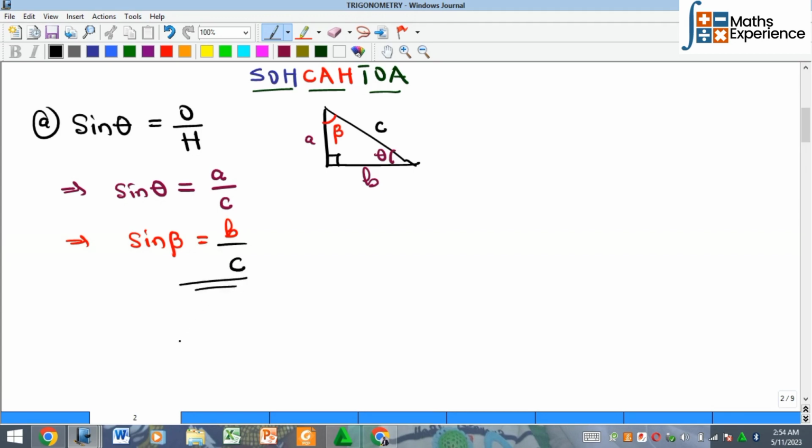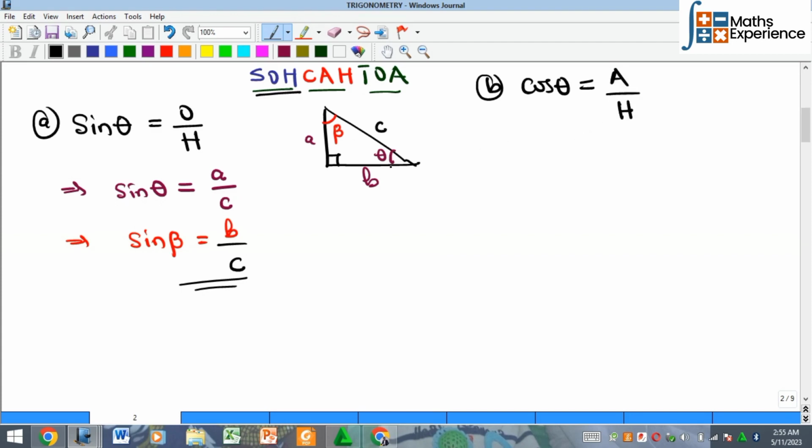The meaning of this is that your opposite and adjacent can alternate depending on the angle you are referring to, but your hypotenuse remains the same. That's where we got this abbreviation SOH: S for sine, O for opposite, H for hypotenuse. And for the second one, which is cosine, the cosine of an angle is equal to A, the adjacent, all over H, the hypotenuse.